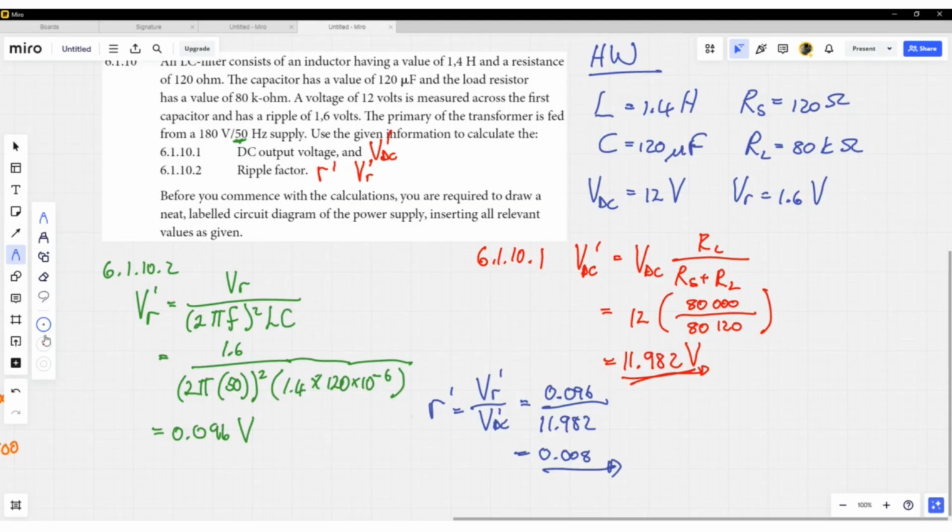Right, if you want to, you can actually see by how much your ripple factor improved. If you go with the original values, so 1.6 divided by 12, this is your old ripple factor, 0.133, 13.3% ripple. So that's actually a significant improvement in your ripple there.